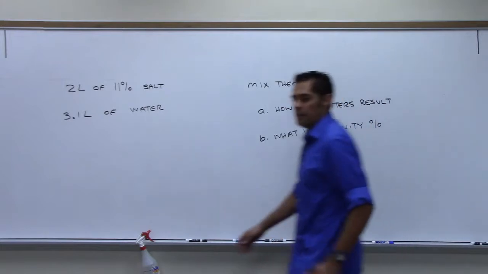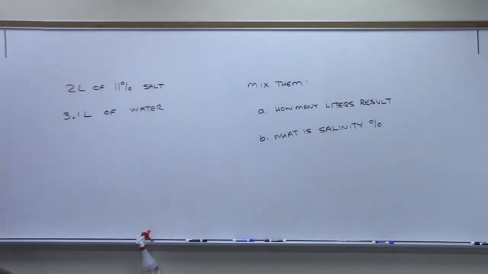Anyone else getting it? Yeah? What are you getting for your salinity percentage? Around 4.3? Oh, 4.3. I think, how many liters did you have total? I think you didn't take that into account. When you put these together, it's 5.1. Oh, not 3.1. Yeah, sorry, I didn't catch that the first time. 0.43. Then convert that to a percentage. It's looking like 4.3%.